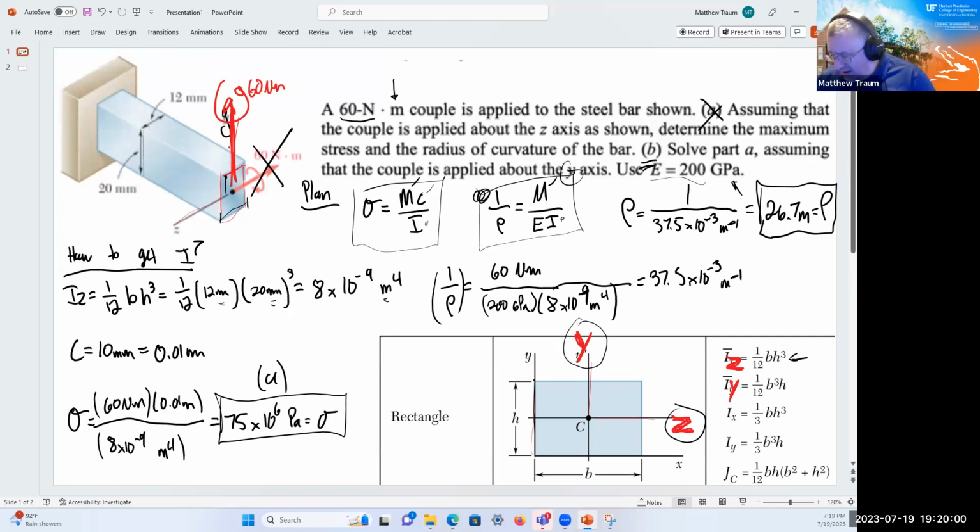So all I really need to do is sort out a different value for I and a different value for C based on the fact that the couple is just moving around a different axis now. But I've already defined what Y is and what Z is. And so I can go down here and I can just use my equation for I sub Y, which, as you'll notice, just moves that third power exponent off of the H and onto the B. So that's a really simple, quick way to do it without getting yourself too confused.